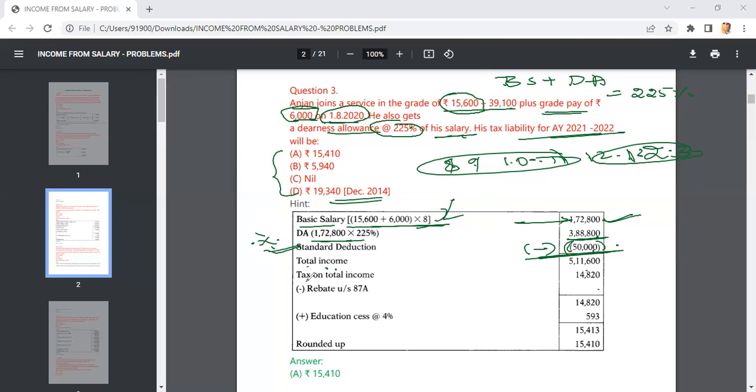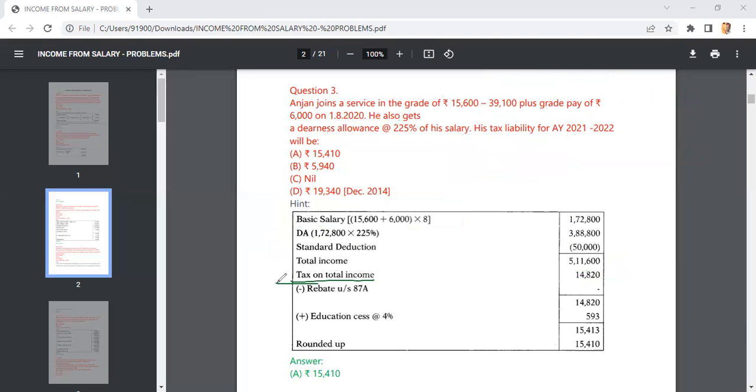On that, tax on total income. This step is a very important step for you. I'll explain the step clearly. Tax on total income. So till here, I hope you people have understood. Is there any doubt till there?